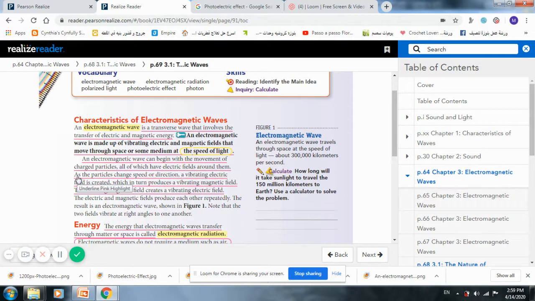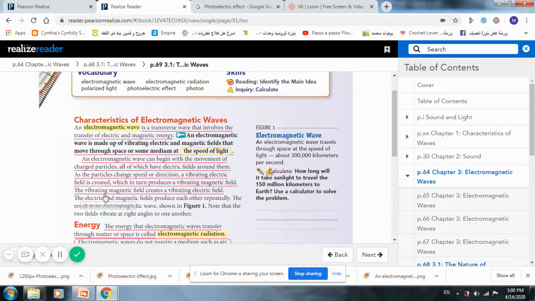Around them, as the particles change speed or direction, a vibrating electric field is created. That means the vibrating magnetic field creates a vibrating electric field. How? By changing the direction or the speed of the moving charged particles.